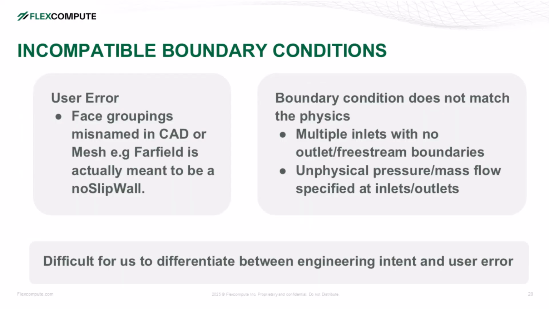Boundary conditions are another frequent cause of divergence. The two main examples of incompatible boundary conditions are either user error or the boundary conditions do not match the physics. For user error, it's difficult for us to differentiate between engineering intent and user error. This could include misnamed face grouping or mesh. Where boundary conditions do not match the physics, some examples include mistakenly setting a symmetry plane as a no-slip wall, assigning an outlet boundary as an inlet, or using non-physical values for pressure or mass flow rate. Mismatched units can also cause issues.